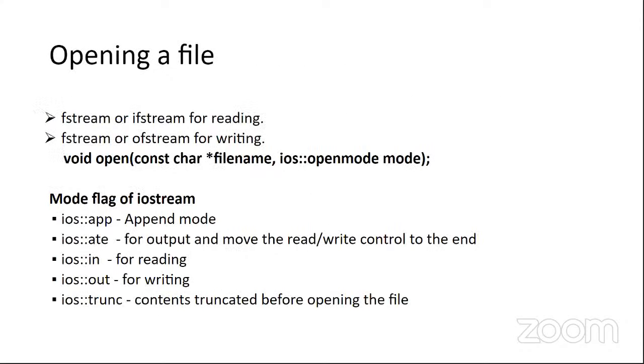So for opening a file, a file must be opened before we can read from it or write to it. Either the fstream or ifstream object can be used to open a file for reading, and then fstream or ofstream object can be used to open a file for writing. A syntax may be void open, a constant character file name, and then the ios mode will be specified here. And for mode, there are various mode flags of iostream. So these are ios::app.